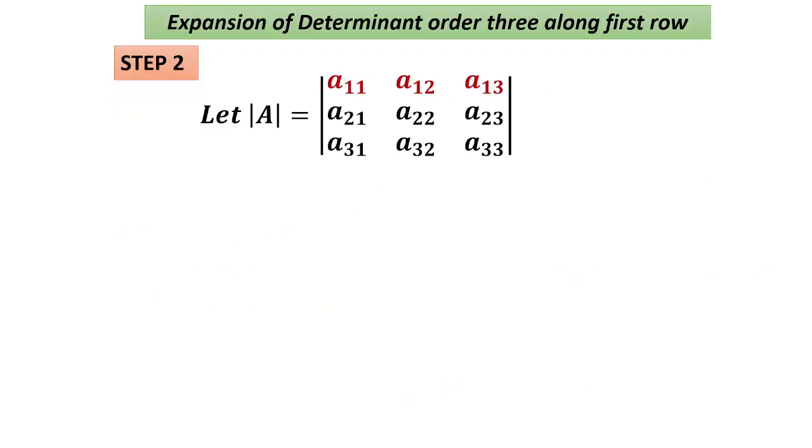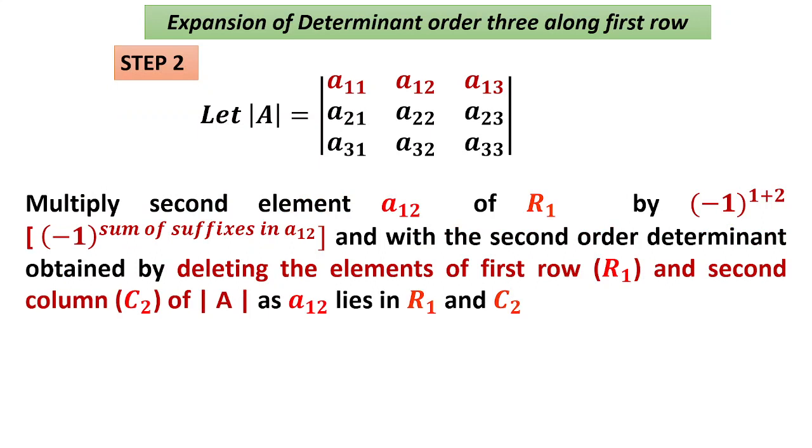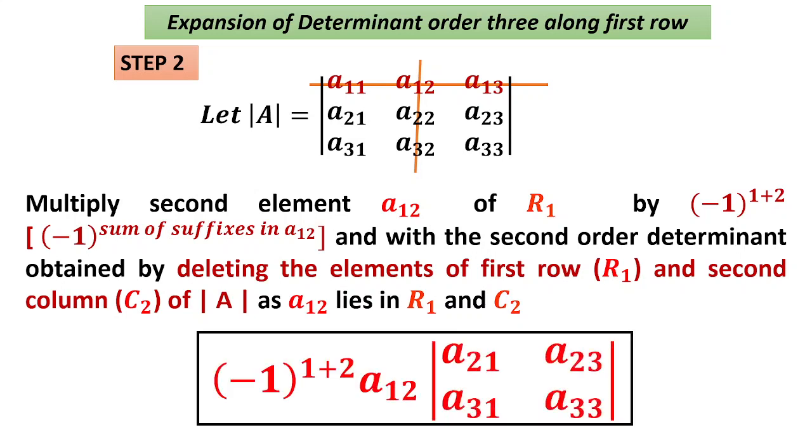Let us now go to the next step, step 2. In step 2, what you have to do? We have to take A12 multiplied by minus 1 whole power 1 plus 2. Why is it minus 1 whole power 1 plus 2? Because it is A12, the sum of suffixes in A12. And the second order determinant is obtained by deleting the row in which A12 lies and the column in which A12 lies. You have to remove it. What you are getting is a 2 cross 2 determinant that should be written like this: minus 1 whole power 1 plus 2 into A12 into the 2 cross 2.